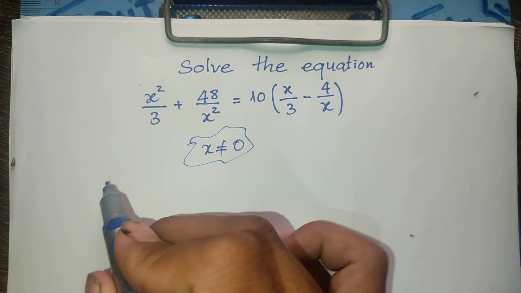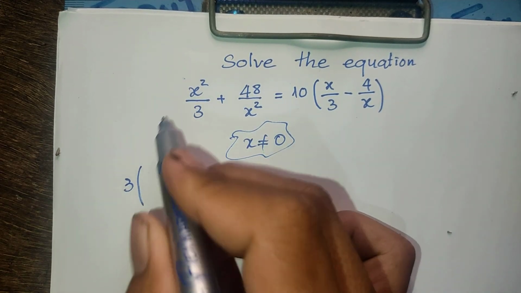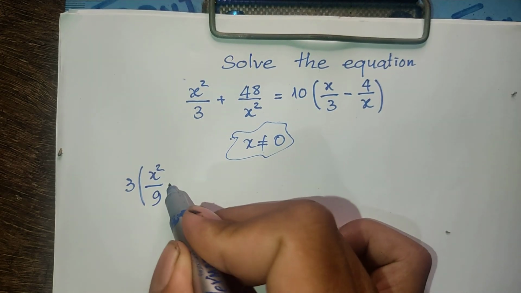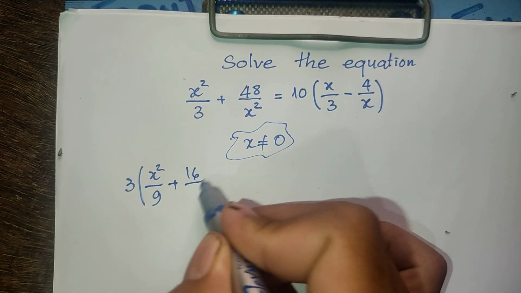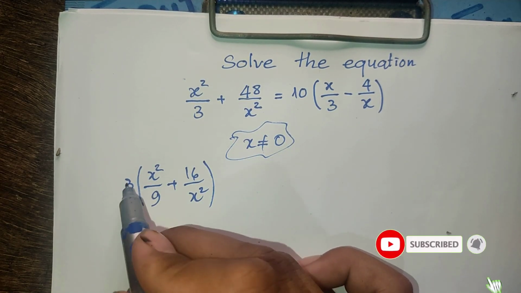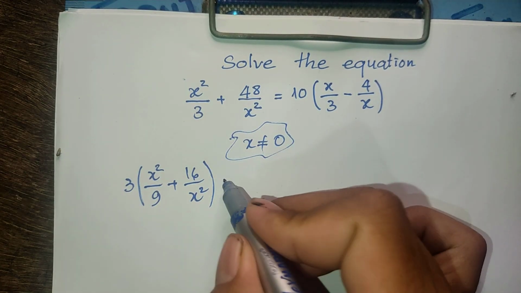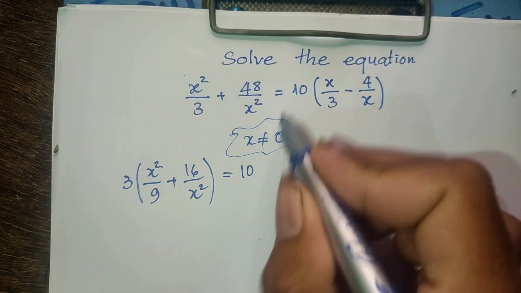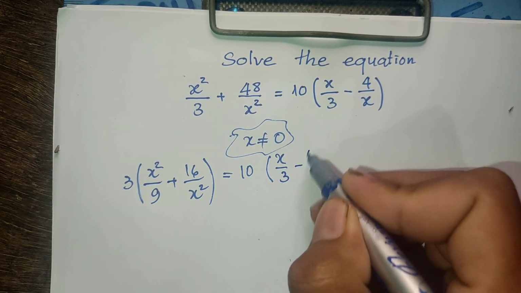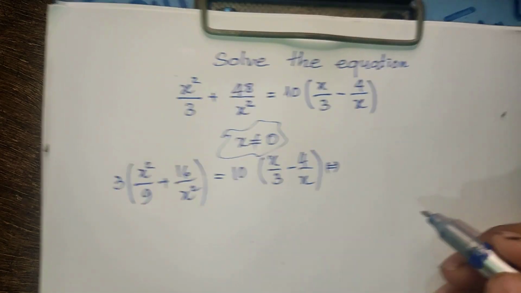Now I take 3 out as a factor. Then we get 3 times (x squared divided by 9 plus 16 divided by x squared). If we multiply and simplify, we get 3 times (x squared divided by 9) and 48 divided by x squared, and it equals 10 times (x divided by 3 minus 4 divided by x).